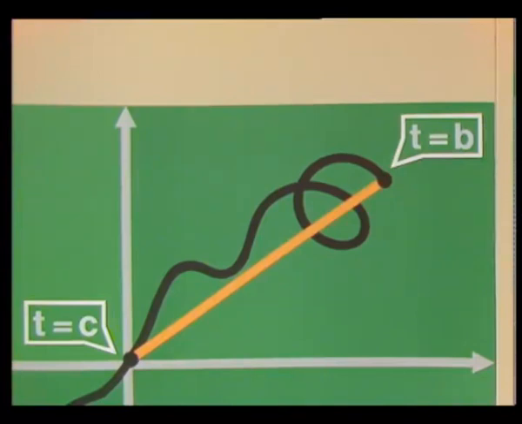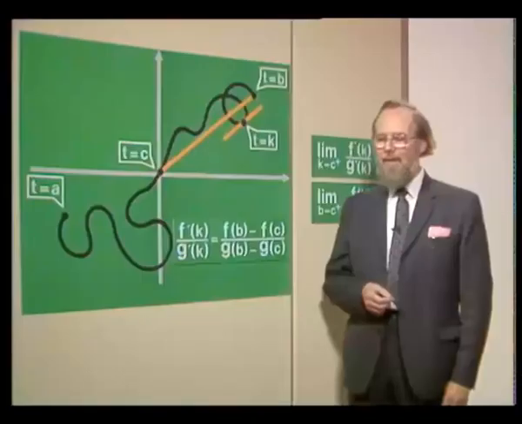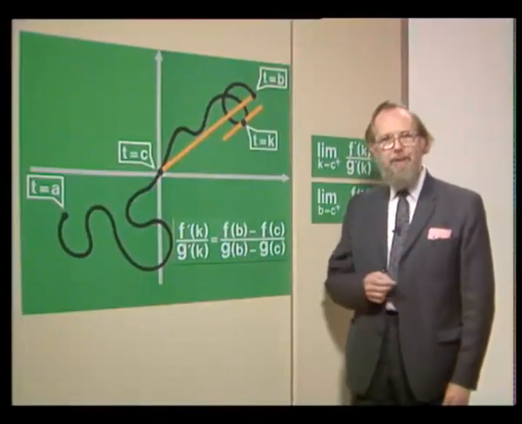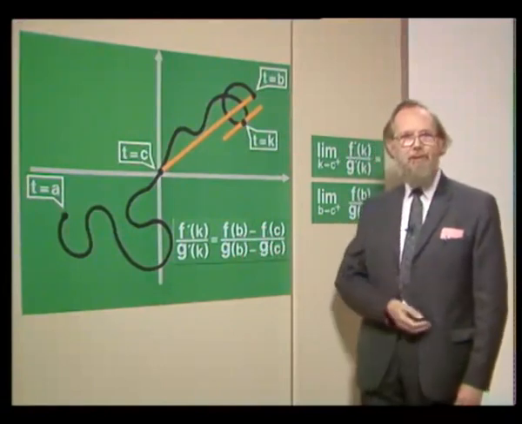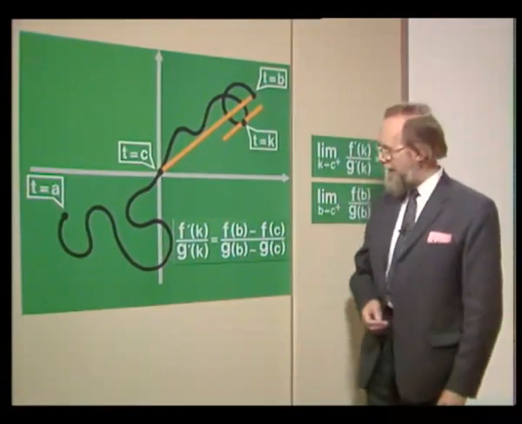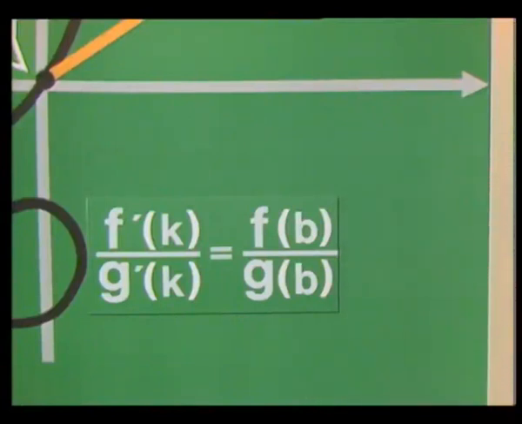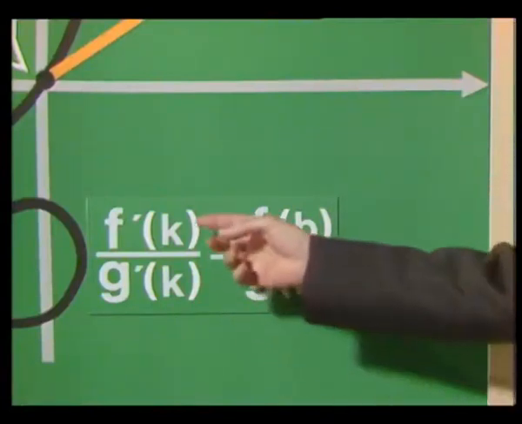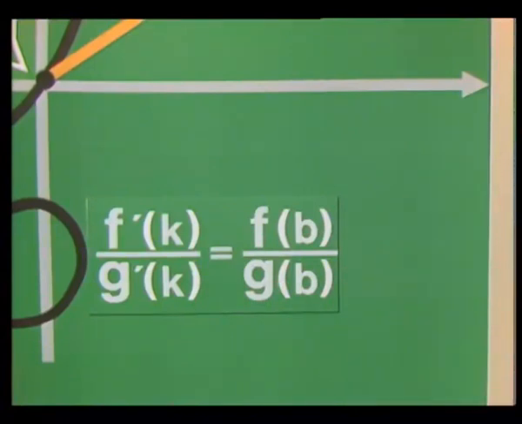We can apply Cauchy's mean value theorem to find a point t equals k in the interval cb where the tangent is parallel to the chord. We then have f dash k over g dash k equal to fb minus fc over gb minus gc, just as before. But now, of course, we're subtracting fc and gc, both of which are 0. And so what we get is just f dash k over g dash k equal to fb over gb.